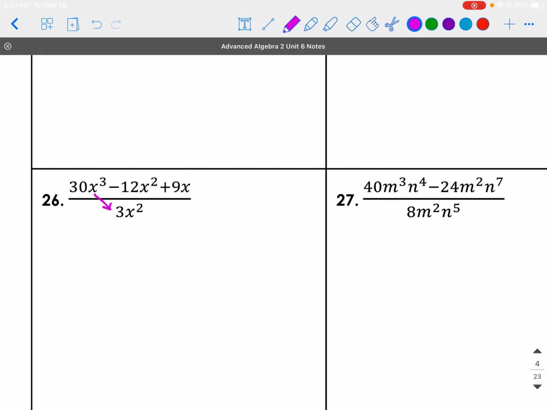All right. Let's divide by 3x squared. That would be 10x minus 4, the x squareds cancel, plus 3x to the negative 1 power, which is really 10x minus 4 plus 3 over x. Because remember, anything with a negative exponent, you move that variable to the bottom. That 3 did not move, just the x.